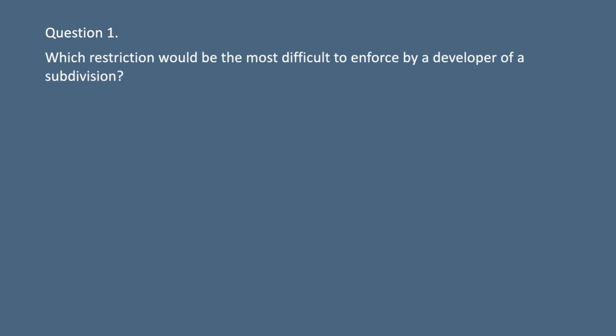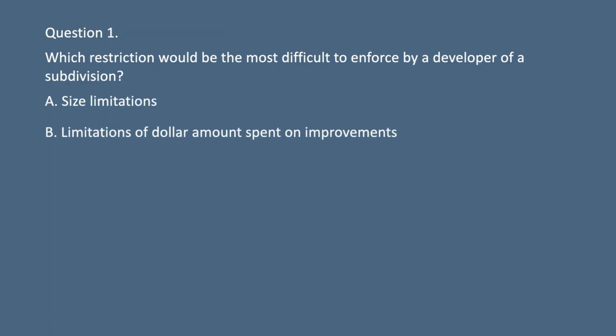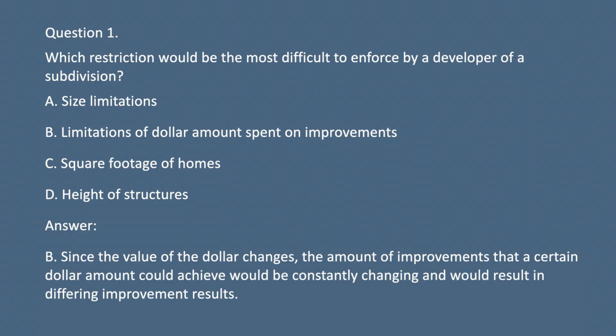Question 1. Which restriction would be the most difficult to enforce by a developer of a subdivision? A. Size limitations. B. Limitations of dollar amount spent on improvements. C. Square footage of homes. D. Height of structures. Answer B. Since the value of the dollar changes, the amount of improvements that a certain dollar amount could achieve would be constantly changing and would result in differing improvement results.